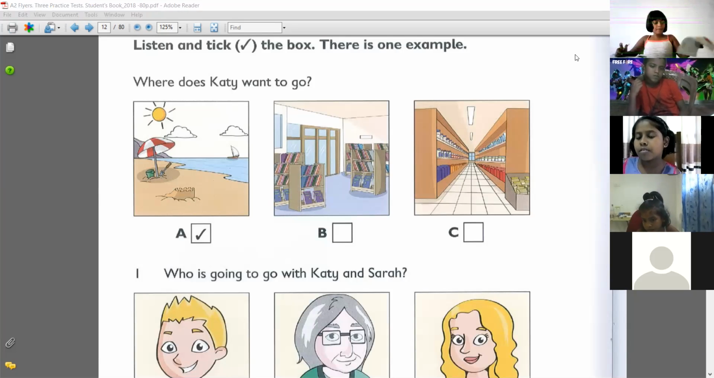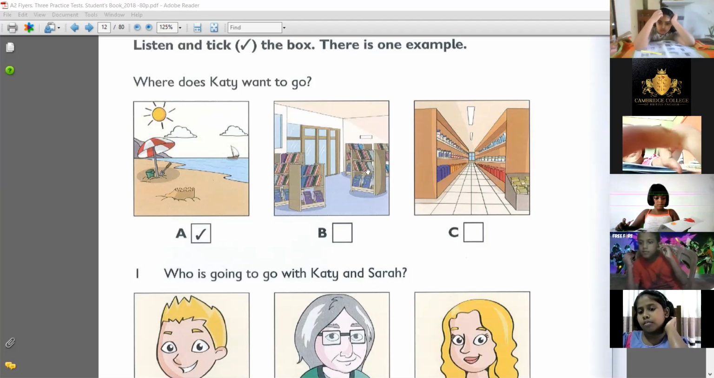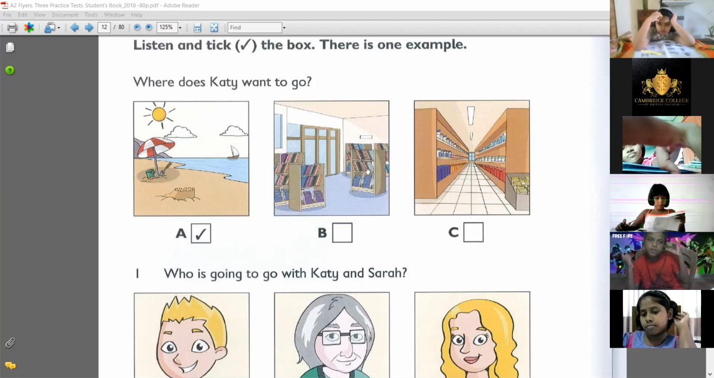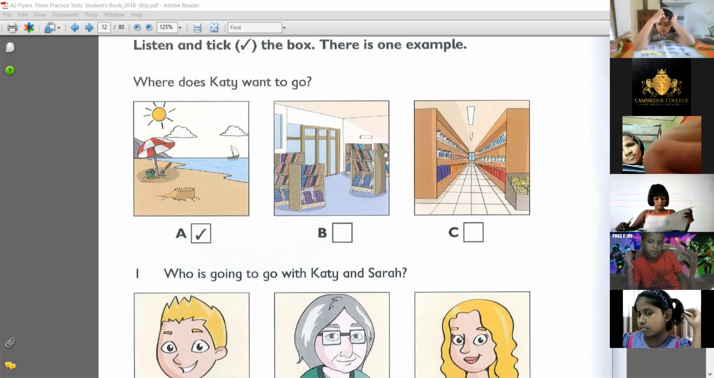Because there's a problem with the audio. I don't have an earphone. Okay, let's start. Now you listen and tick the box.